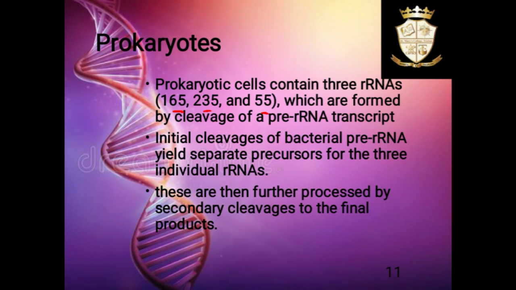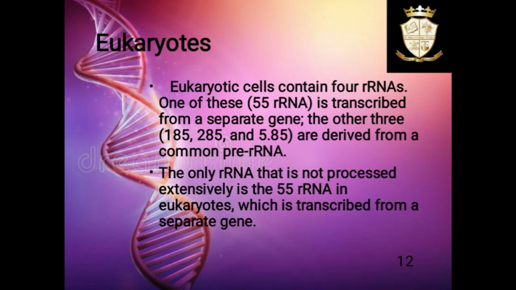But in the case of eukaryotes, there are 4 rRNAs. One of them, 5S rRNA, is transcribed by a separate gene, and the others are derived from a common pre-rRNA. The only rRNA that is not processed extensively is the 5S rRNA in eukaryotes, which is transcribed from a separate gene.